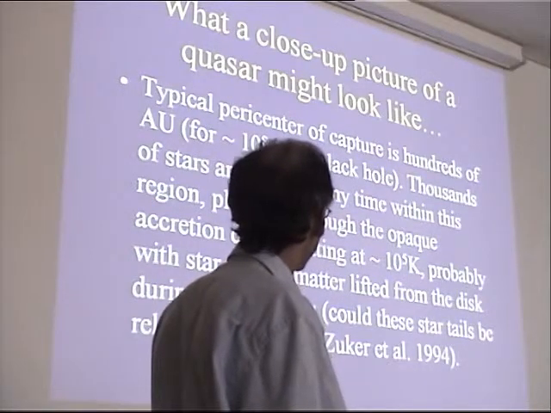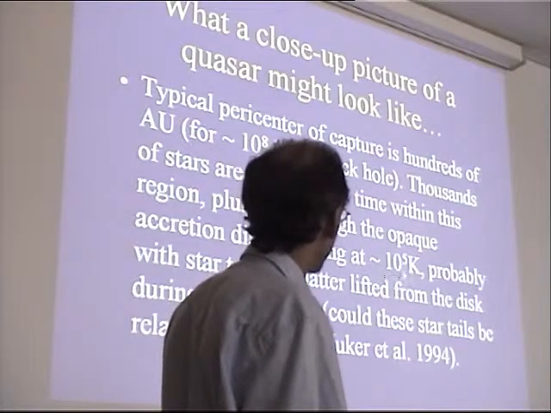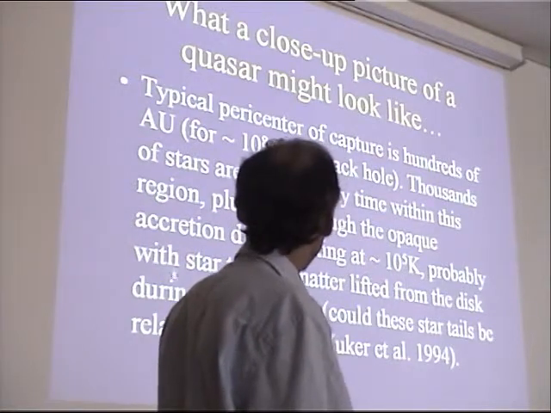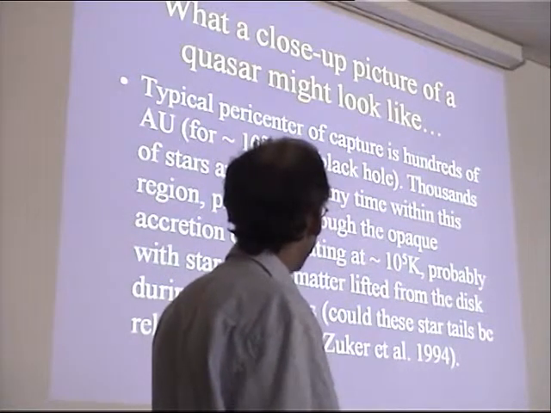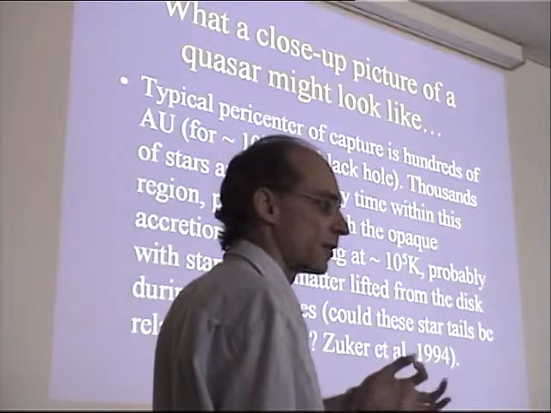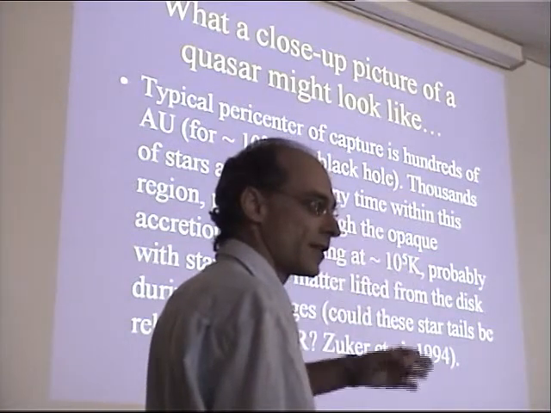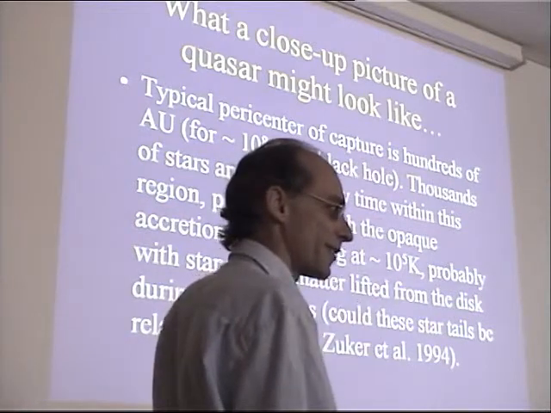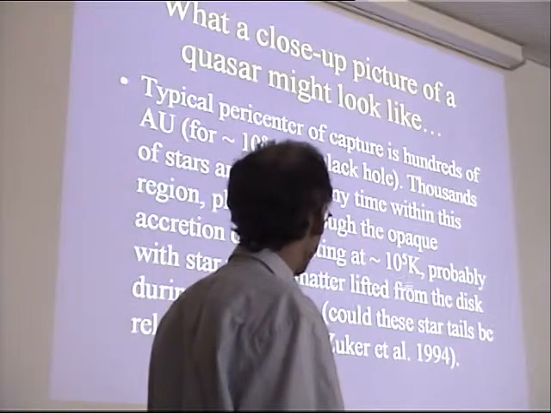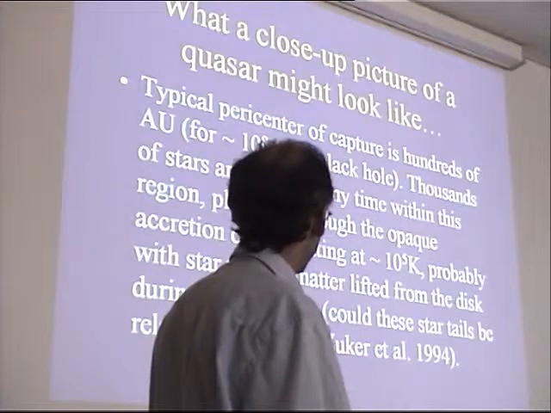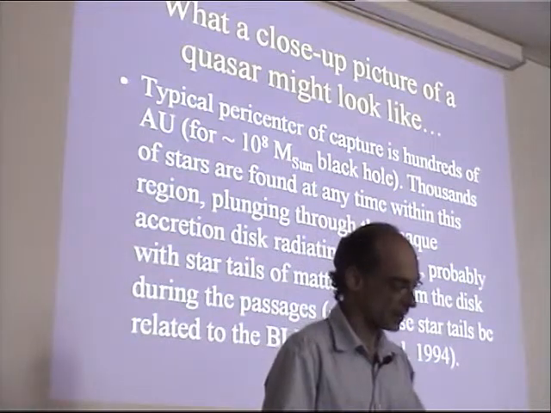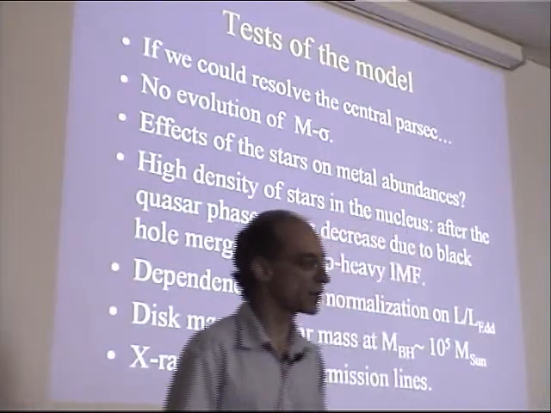So there'd have to be lots of them, plunging through the opaque accretion disk radiating at 10 to the 5 Kelvin. If you took a picture, you wouldn't be able to see the stars. You'd see a shade for the star because it's cooler than the disk, of course. You might also see star tails of matter: when a star goes through the disk, there would be a tail of material lifted as the star plunges through, and then that would go on some orbit and fall again later on the disk. So constantly you would have these tails of material flying around, put there by the stars. Maybe these tails could account for the broad line region, and there have already been other papers written about this. So basically there would be clouds around the quasar.